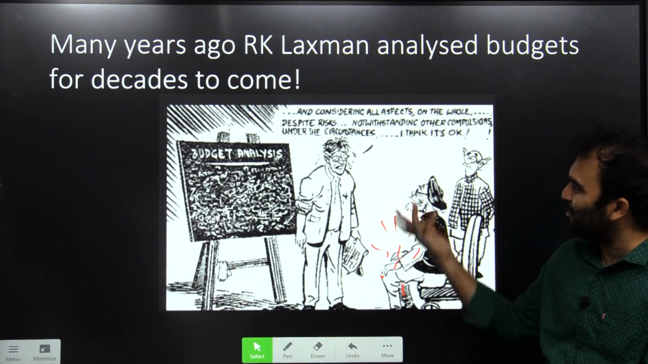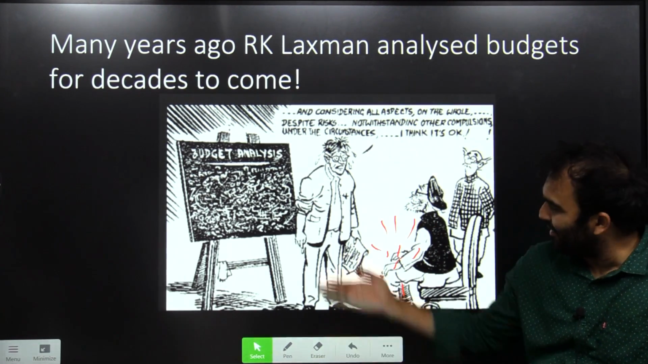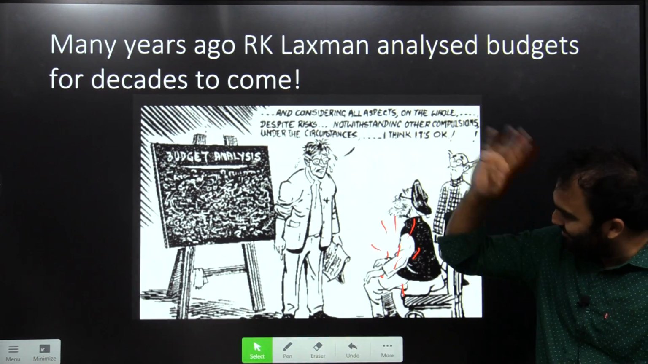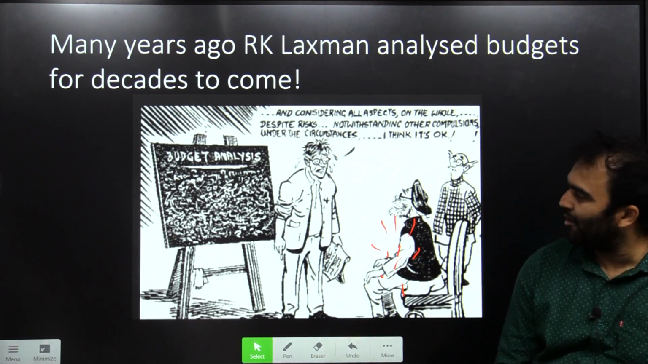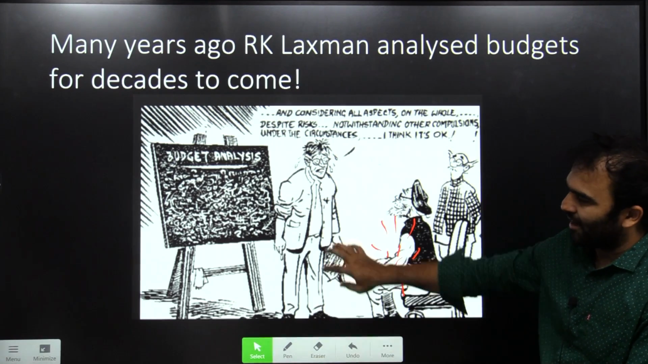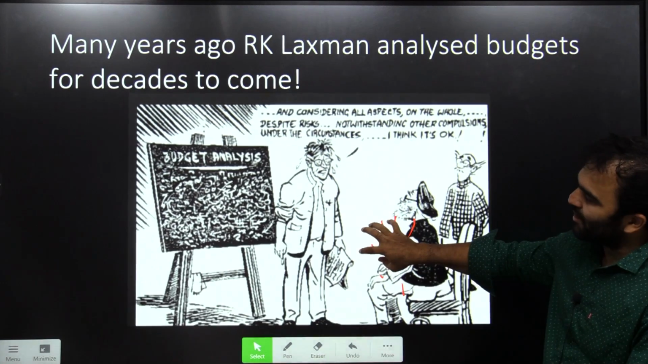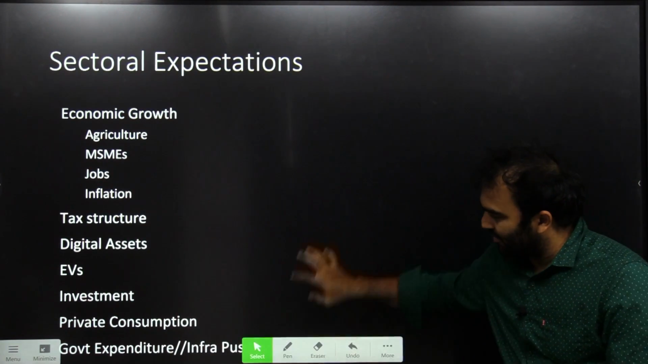R.K. Laxman, a famous cartoonist, some of you might know him, did a cartoon years ago, maybe in the 1960s or 70s. He's saying basically that after budget analysis, this is what you'll understand. There's nothing in it actually. So is the case with any year's budget, but that doesn't mean that we have to ignore it.